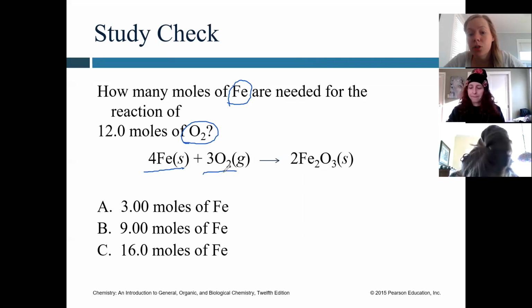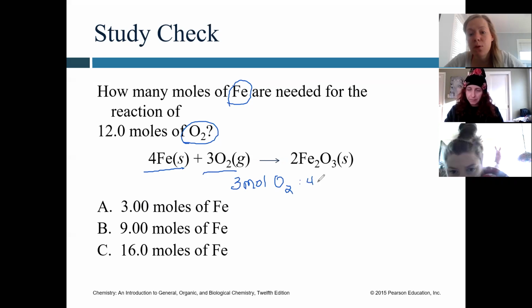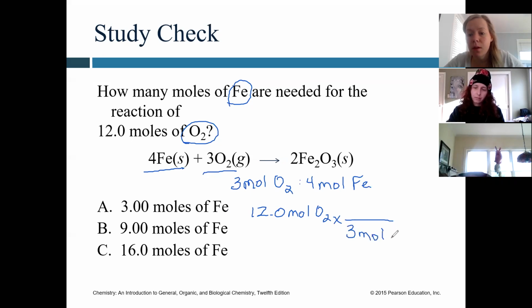So we need a relationship between these two, and I've got coefficients. So I know that 3 moles of oxygen, and it is O2, it's the diatomic, that is important, so make sure you're putting what it says, needs 4 moles of iron. And that is how they relate to each other. So we start with our given, 12 moles of oxygen, and we convert. 3 moles of O2 will go on the bottom, and the top will need 4 moles of the iron.